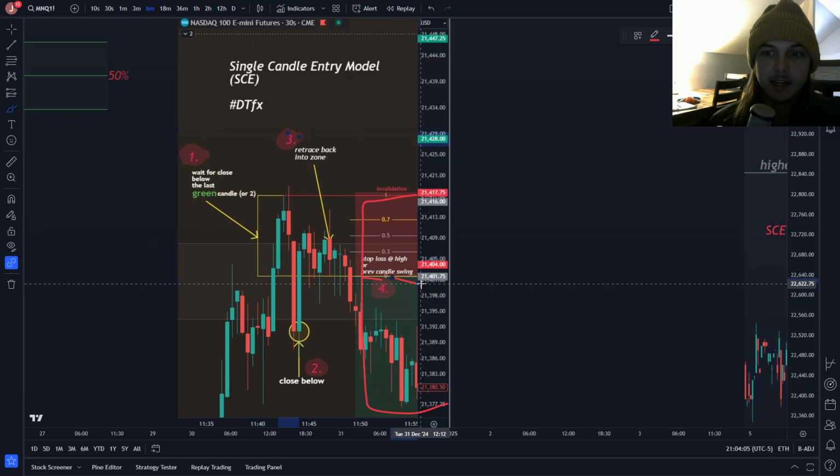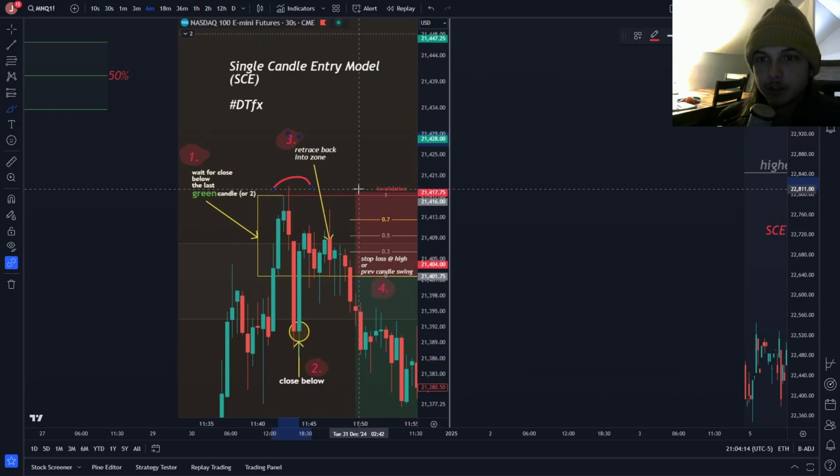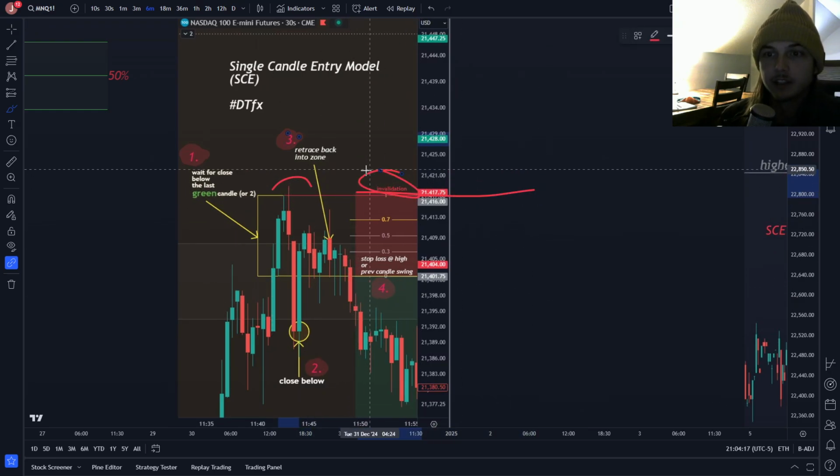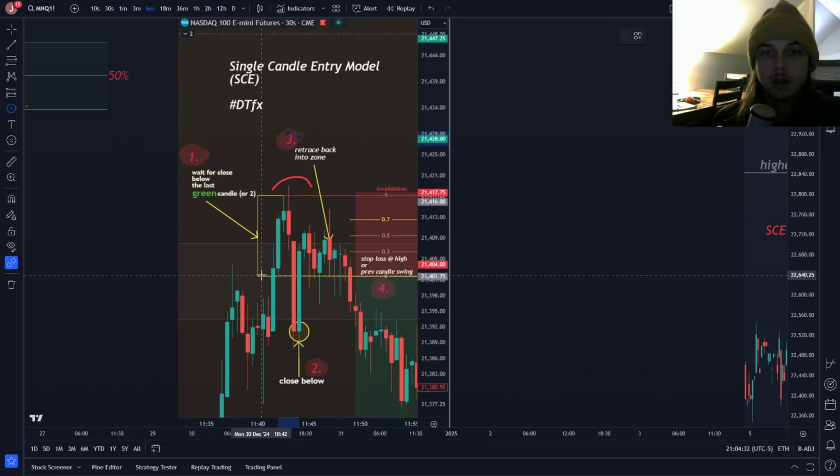Our stop loss is below this high. We don't want to do that. We don't want price to go back over here. So that's why our stop loss is here, invalidation. So we enter short once price goes back down here. Once price goes back below this candle. And then that's a winning trade.